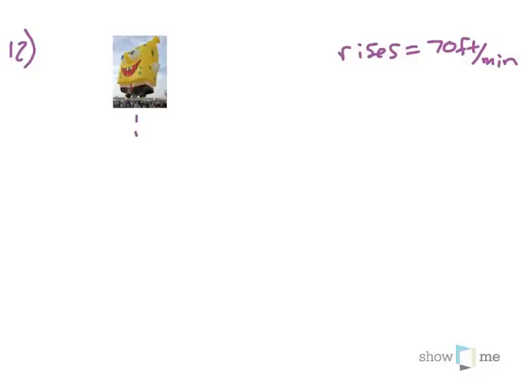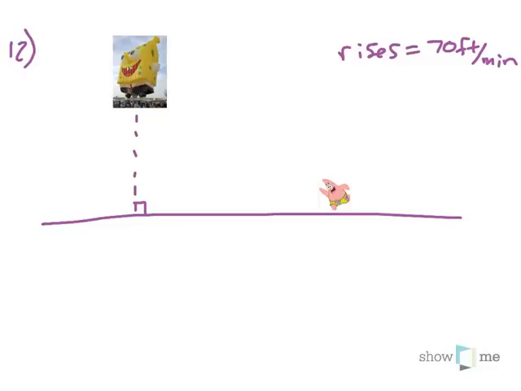Here's the ground. The balloon's vertical distance to the ground would be its height, and the observer, from where that hits the ground, if we go off to the right or left, this observer is 420 feet away. Let's say the observer is Patrick. 420 feet.